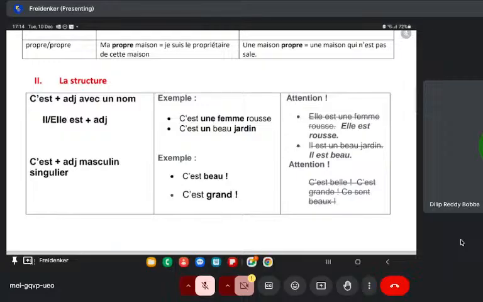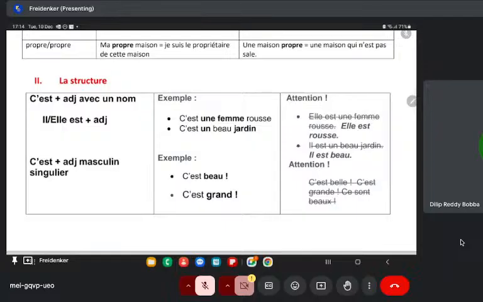What do we have here? Structure. Okay, let's look at the examples. C'est une femme rousse. It's a red-haired woman. Okay. C'est un beau jardin. It's a beautiful garden.